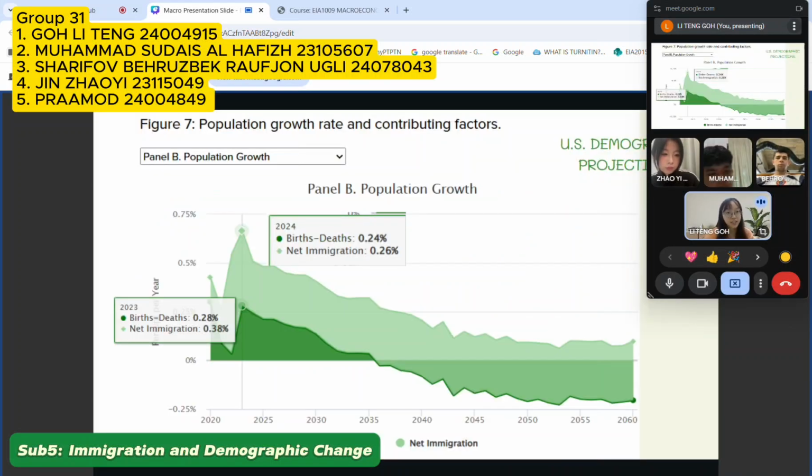This diagram is from United States demographic projections, and it shows the population growth rates and contributing factors. Can you see what happened between 2023 and 2024? The birth and death rate has become lower, and the net immigration has decreased also. So actually the immigration rates and the birth and death rates have a positive relationship.